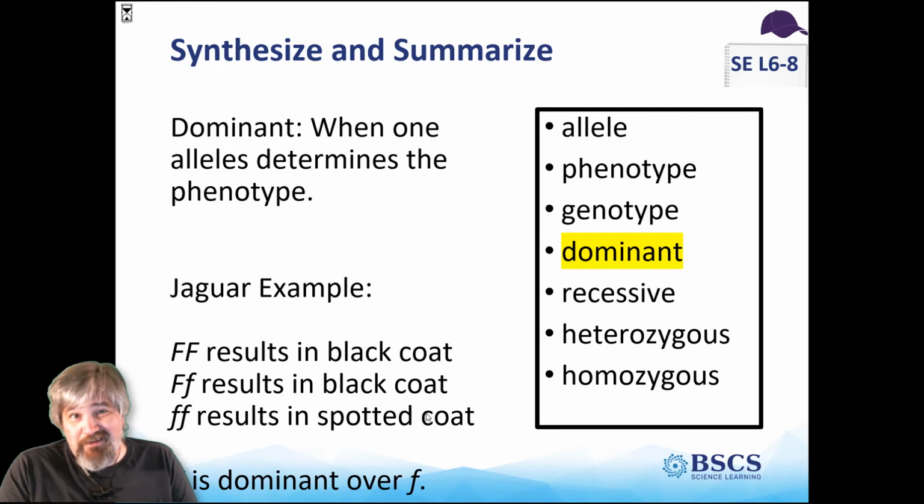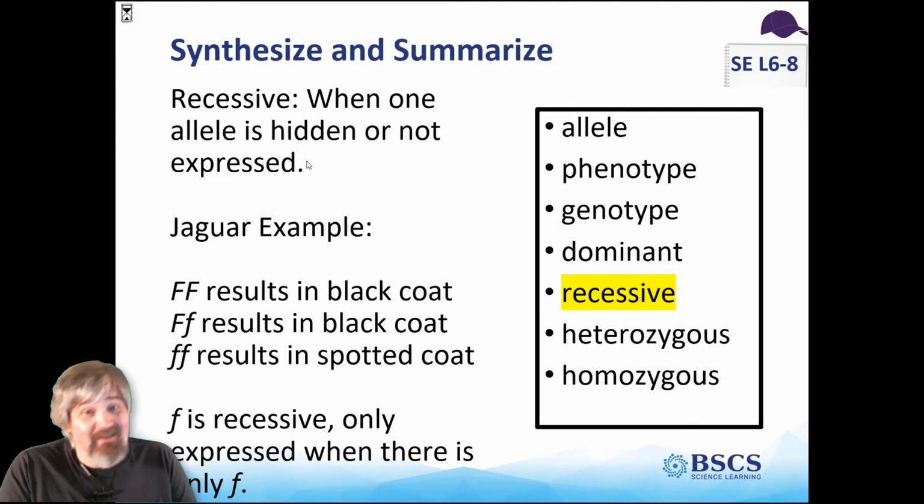And that's usually the notation when we're looking at Mendelian genetics: the big letter is going to be the dominant, and the little letter is going to be the recessive version, which brings us into recessive. One allele gets hidden, not expressed. And in the jaguar, the only time you see the spotted is when the individual has both of the little f's, one from each parent. So it's only expressed when there's no big F.